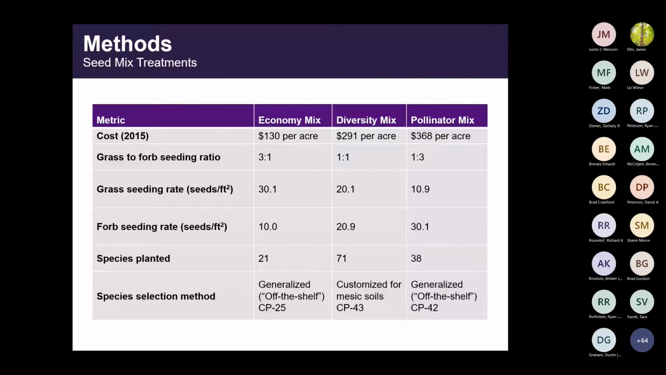The overall seeding rate for the mixes, we standardized to 40 seeds per square foot, of course, to meet the typical specs for a lot of CRP plantings. The main difference was in how much was grass versus forbs. So we looked at an economy mix that was based on off-the-shelf mixes that met the specs for CP25, the rare and declining habitat practice, which was mostly grasses, and it had a 3-to-1 grass-to-forb ratio. So 30 seeds per square foot grass, 10 for forbs. Not very diverse, only 21 species.